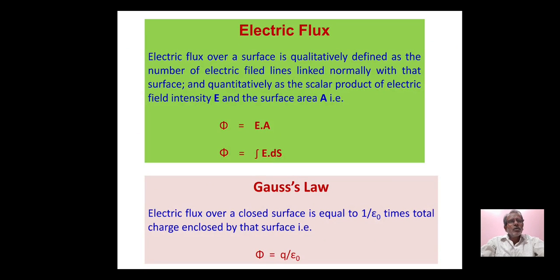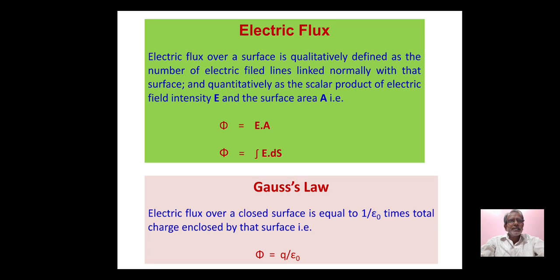Electric flux over a surface is qualitatively defined as the number of electric field lines linked normally with that surface, and quantitatively as the scalar product of electric field intensity E and surface area A, that is phi equal to E dot A, or in terms of integral, phi is equal to integral of E dot ds.